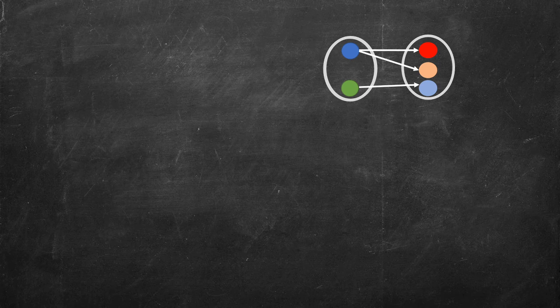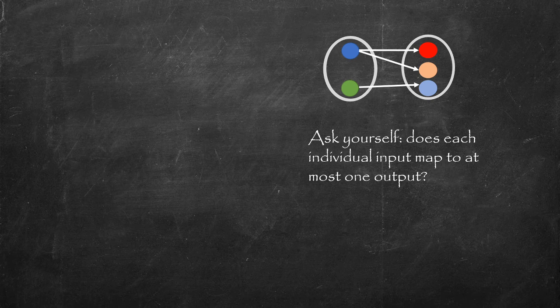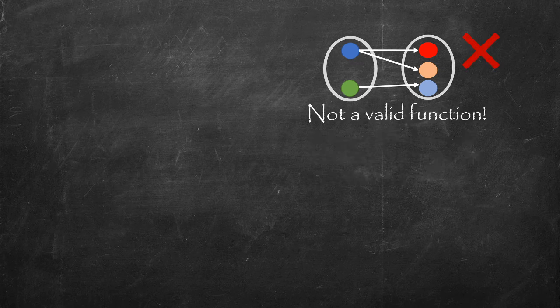Let's consider this. Take a look at this and think for a minute and try answering the question, is this a function? We ask ourselves the same thing. Does each individual input map to at most one output? And you see the blue ball here has two arrows poking out of it to two different balls. That violates our principle. Therefore, this mapping, whatever it is, is not a function.